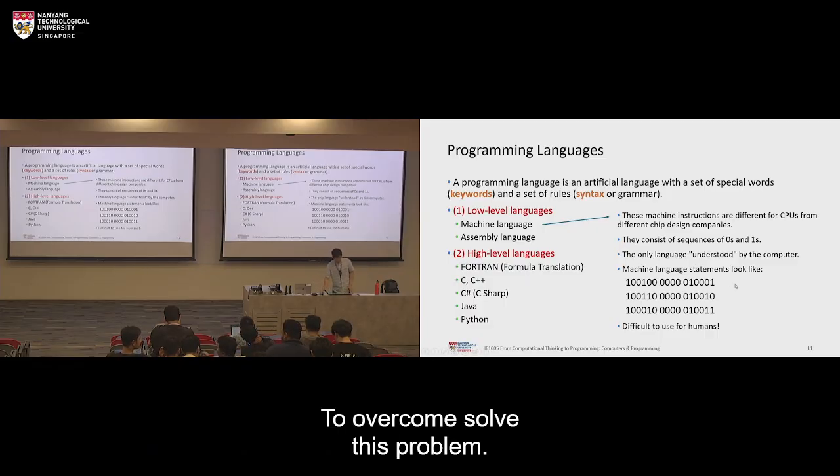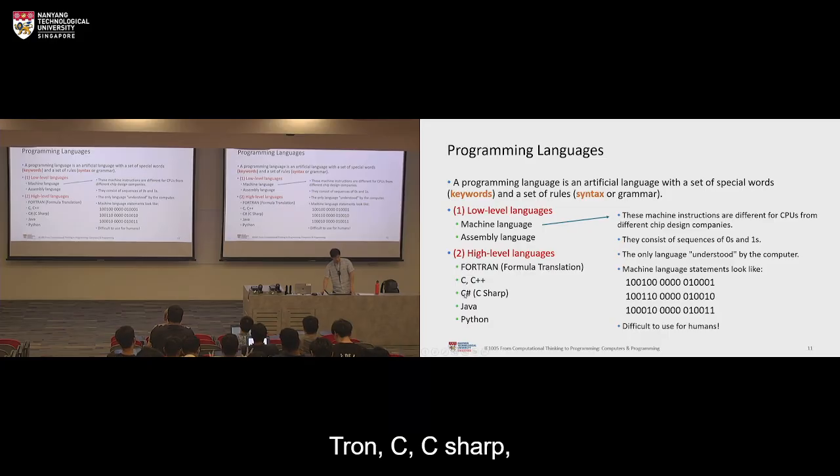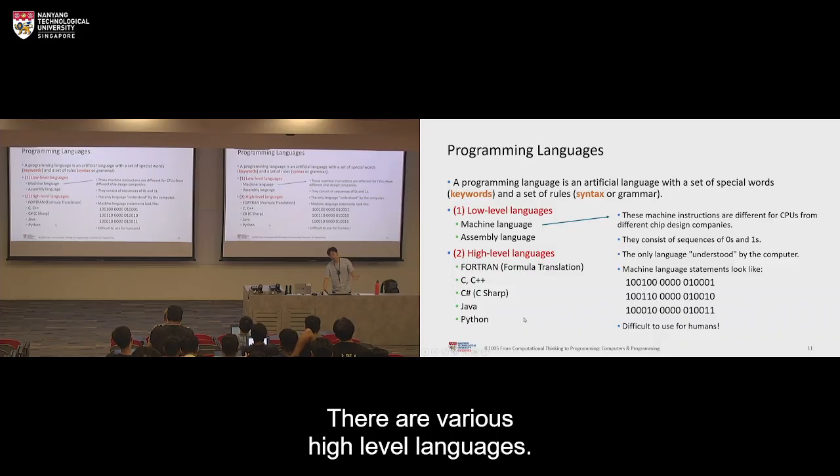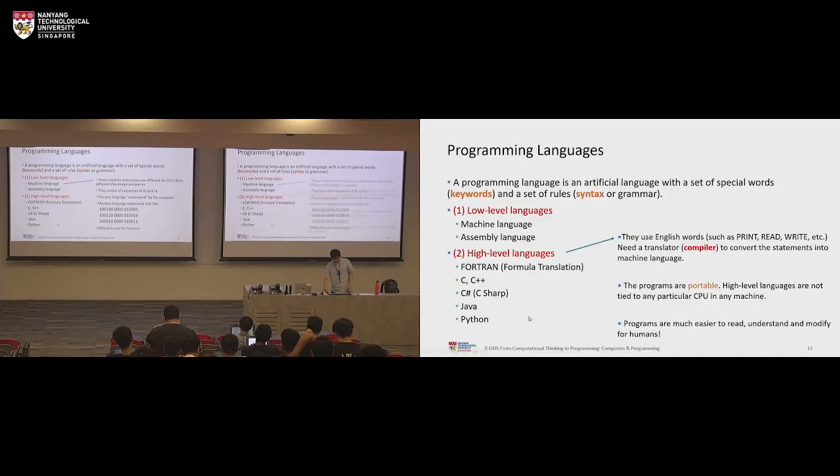So, to overcome this problem, we have high-level languages: Fortran, C, C#, Java, Python, something like that. There are various high-level languages. In this course, you will learn the C language, right? Okay.